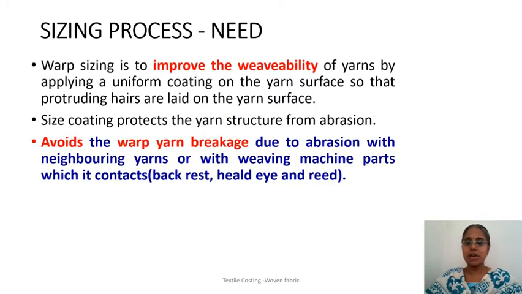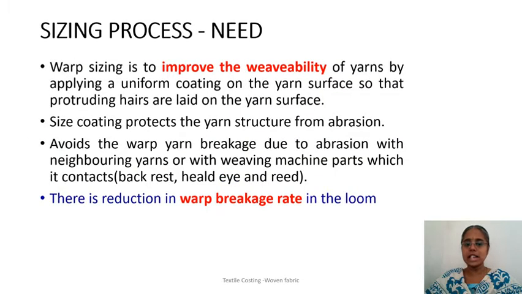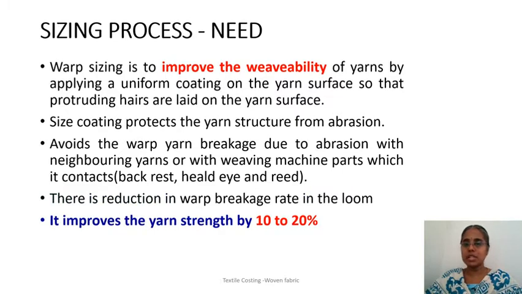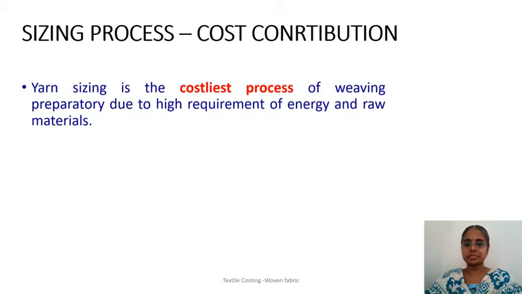So it avoids this warp breakage, which is due to the abrasion, not only with the nearby yarns but also with the surfaces through which it passes, like backrest, heald eye and reed, where a cut may happen. So this is avoided due to the sizing process, and hence there is a lower warp breakage rate in the loom. It also improves the yarn strength by 10 to 20%, so that during the shed formation also there is no problem if it is a sized yarn.